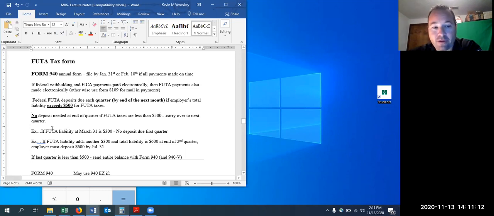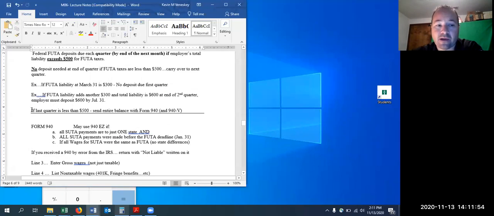So I give this little example here. At the end of the first quarter, we had collected $300 in our FUTA tax payable account. I don't need to pay that by the end of the next month for that first quarter. Then let's say we kept tacking on, we had new employees, and some of our other employees hadn't quite reached the cap yet. We added another $300. Now we're at $600 in our FUTA payable. At this point, we would have to make a payment of $600 on or before July 31, because the quarter ended June 30th and we have until the end of the next month.